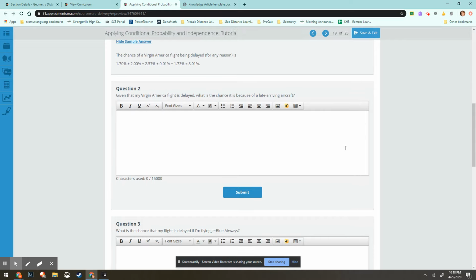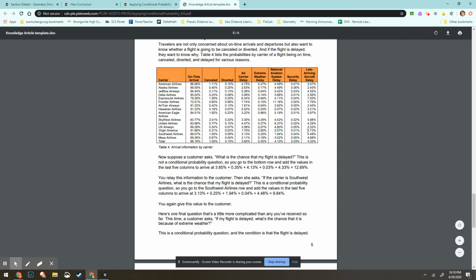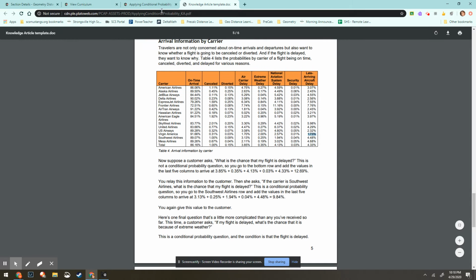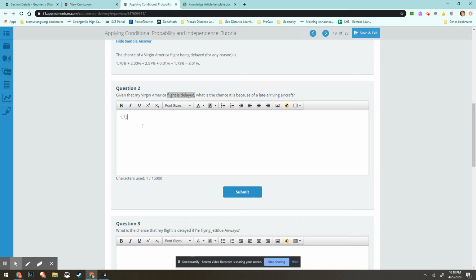In question 2, given that my Virgin America flight is delayed, what is the chance it was because of a late arriving aircraft? Now, the condition is that the flight is delayed. So that's my sample space, all of the flights that are delayed, which is the 8.01%. What's the chance that it's because of a late arriving aircraft? Well, late arriving aircraft is 1.73, but that's not the answer to the question. That's 1.73% of all of the flights. What I need to do is take that 1.73 and divide it by 8.01, because I'm only looking at the delayed flights. And when I do that, I end up getting 21.6%.